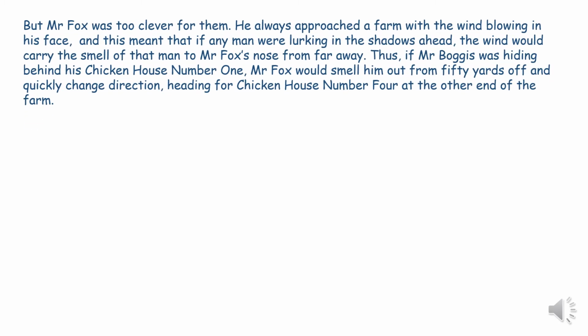But Mr. Fox was too clever for them. He always approached the farm with the wind blowing in his face, and this meant that if any man were lurking in the shadows ahead, the wind would carry the smell of that man to Mr. Fox's nose from far away. Thus, if Mr. Buggis was hiding behind his chicken house, number 1, Mr. Fox would smell him out from 50 yards off and quickly change direction, heading for chicken house number 4 at the other end of the farm.